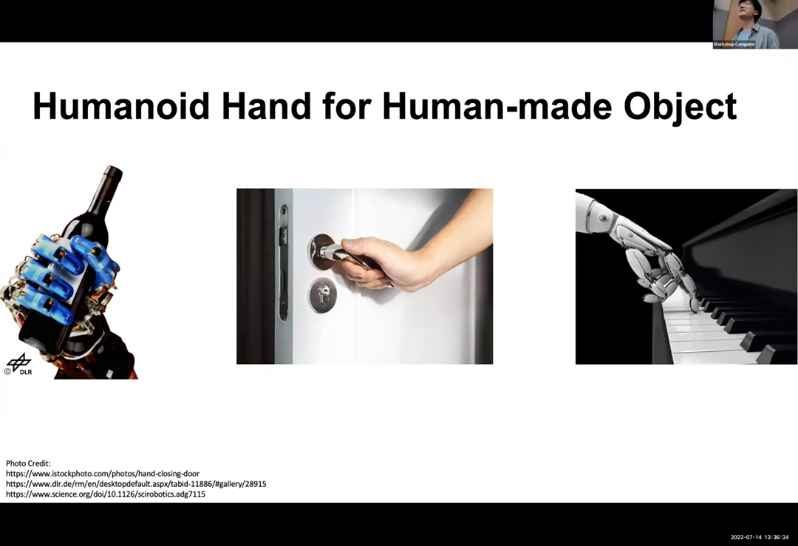In order to better interact with the daily objects made by humans, we need a human-like hand. Compared with a parallel gripper, our human-like hand is much easier to use to manipulate this kind of daily object. So does this humanoid robot hand.